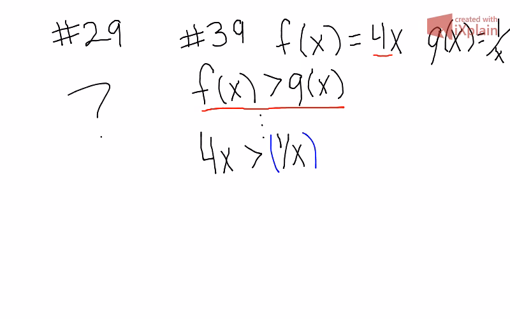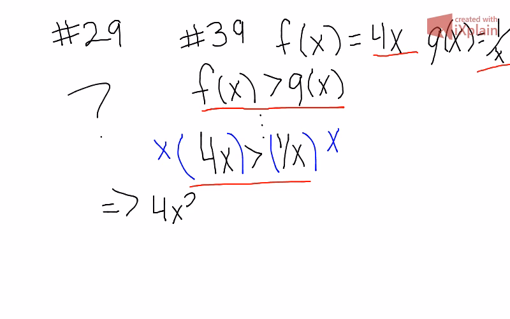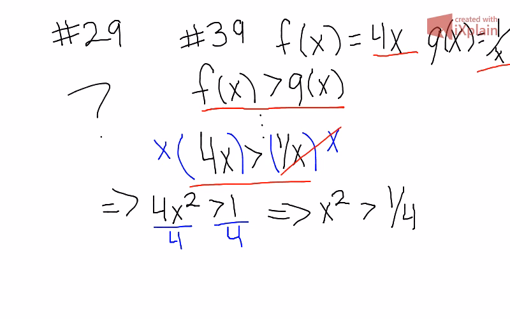So all we do is plug these functions in. Okay, so I did that, and now I'm multiplying by x on both sides, and that gets rid of the x over there. Now we're going to divide by 4. So now we have x squared is greater than 1/4. And then we can take the square root of both sides, and then we go ahead and just get that x is greater than 1/2.